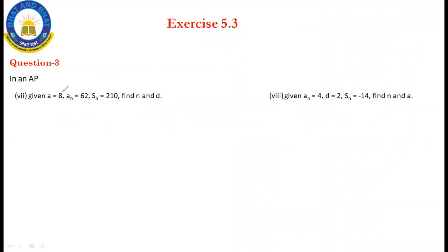Given A is equal to 8, An is equal to 62, Sn is equal to 210, find n and D. So I think you can take this also as assignment question. Same type what we just solved. Please take up as assignment question. Eighth subpart, given An is equal to 4, that means this is last term. D is equal to 10, Sn is given, find n and A. This is also very similar. So take up as assignment.